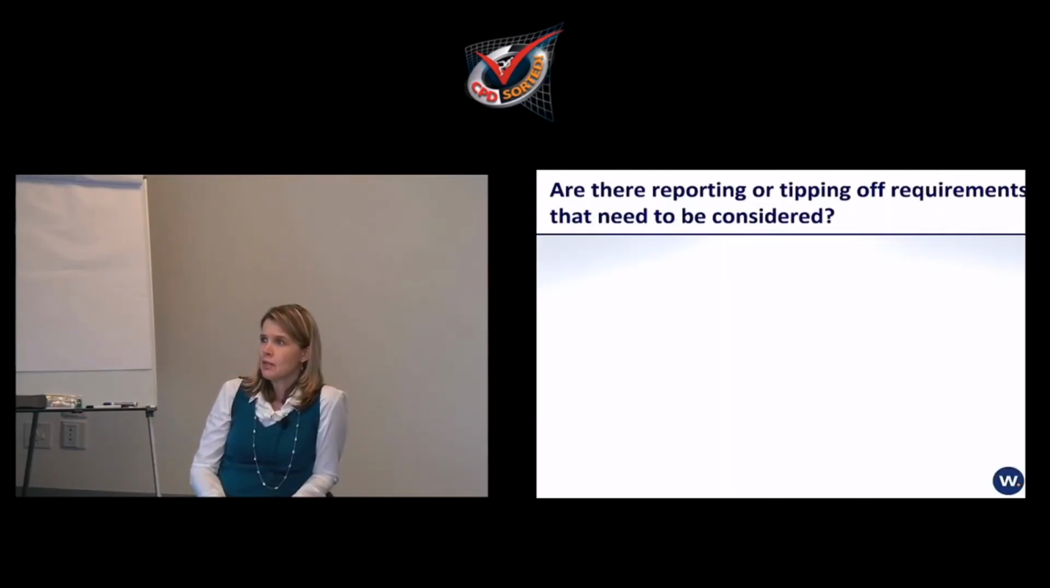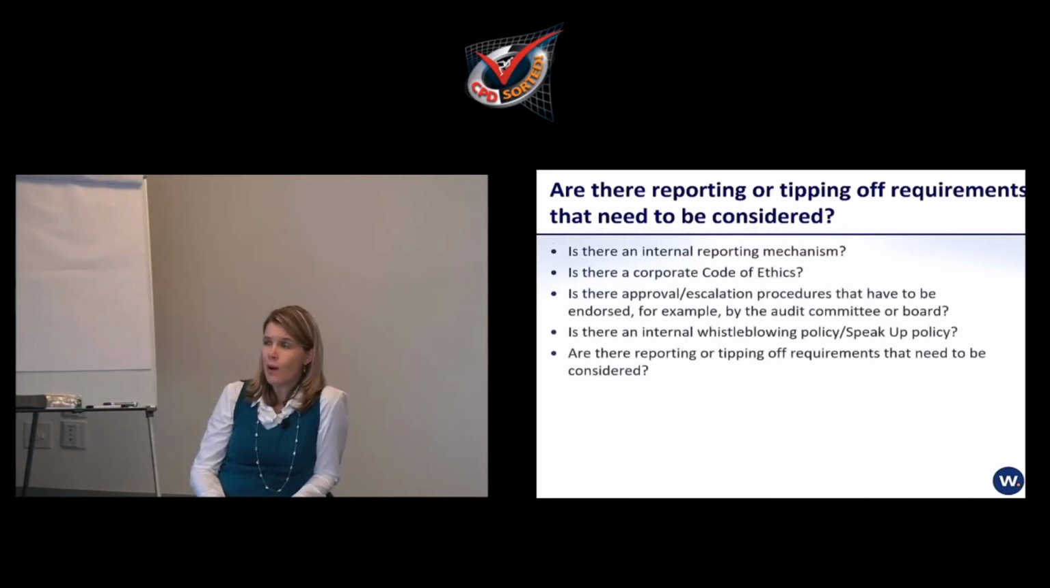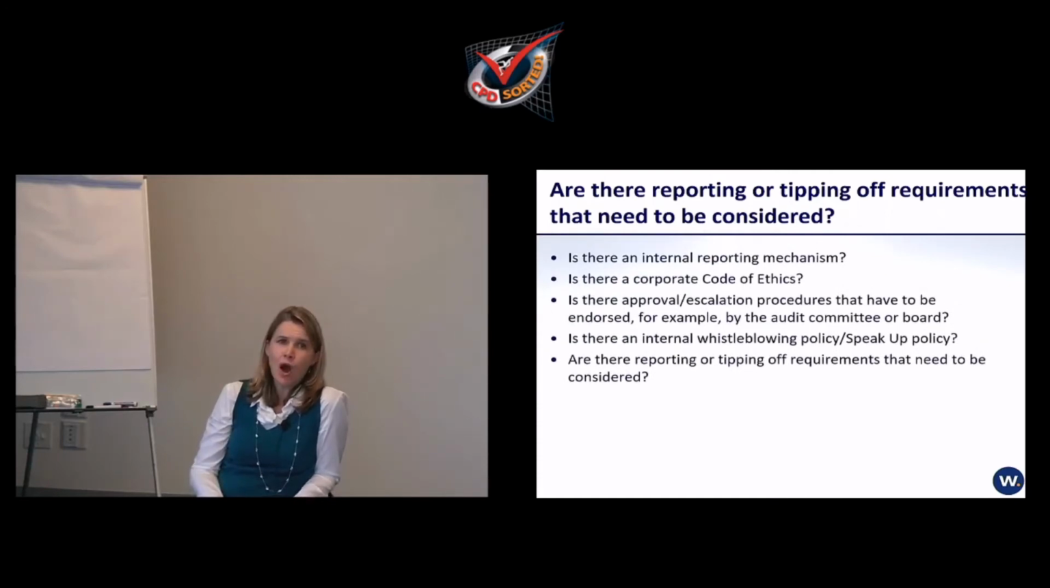Okay, so you also need to consider if there are reporting or ethical tip-off requirements. So there's lots of mechanisms which you can use, whistleblowers, what is the code of ethics of an organization. If those codes are in place, then that is the next port of call. Is it legal? Is there that code? What is the principle? Speak up, speak out.